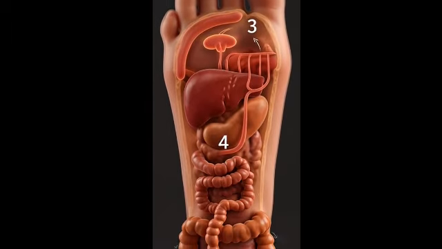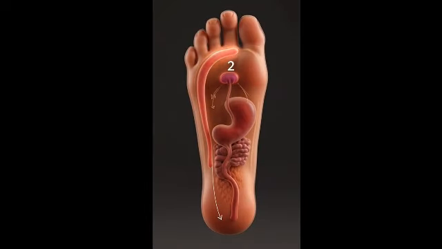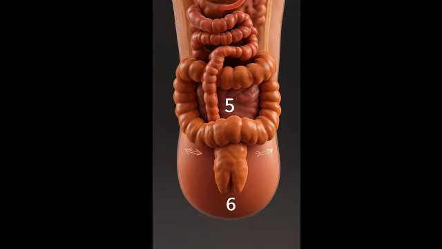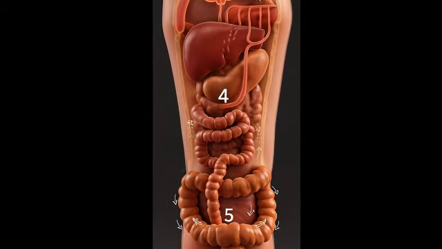Step 5. Water absorption. In the large intestine, remaining water is absorbed back into the body. This step helps maintain fluid balance and transforms waste into a solid form.